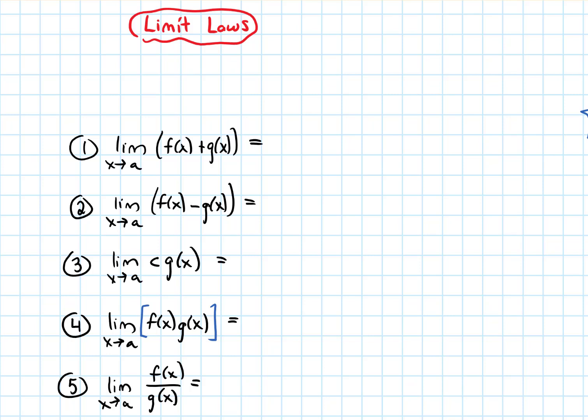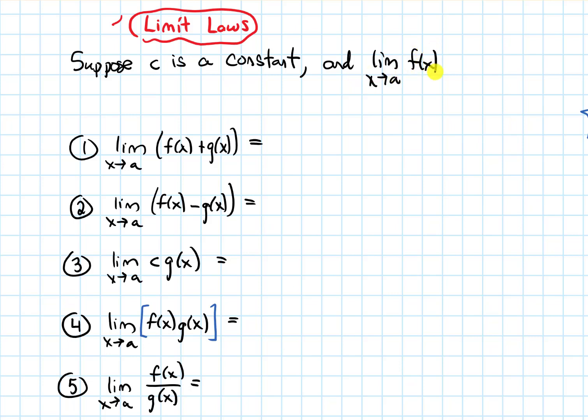In this video, we will talk about the limit laws. So I want to begin with some preliminary information. I want to suppose that c is a constant, so it's just going to be some real number. And let's also suppose that the limit as x approaches a of f of x and the limit as x approaches a of g of x, of those two functions, both exist. So both of those limits exist. Then we're going to have the following things.